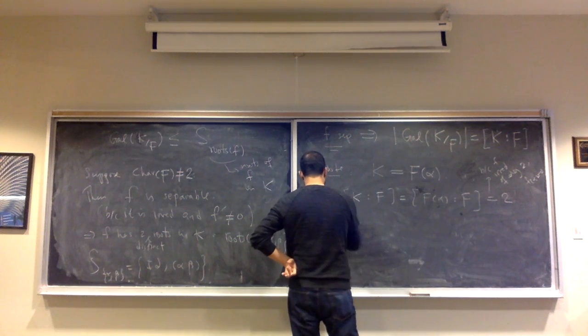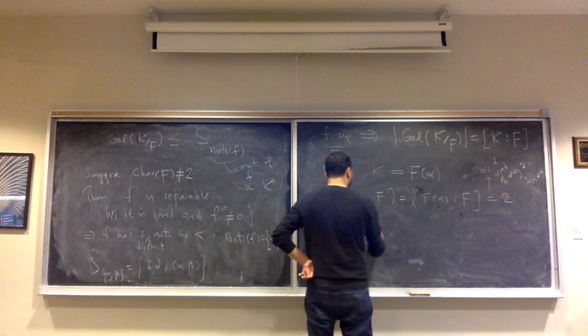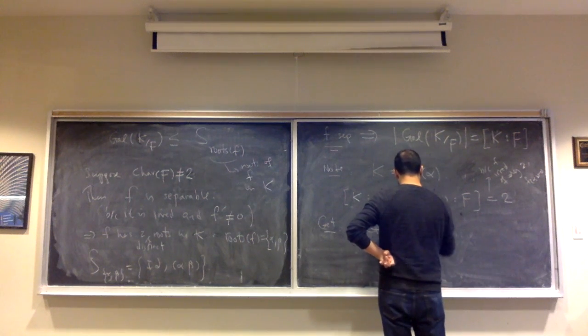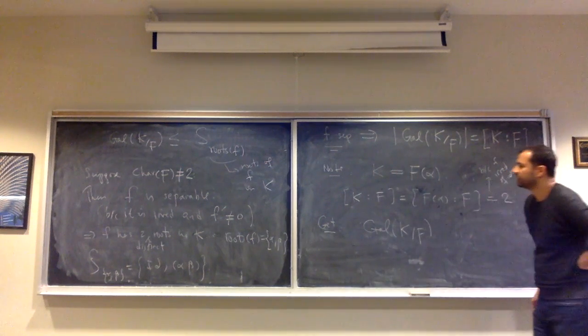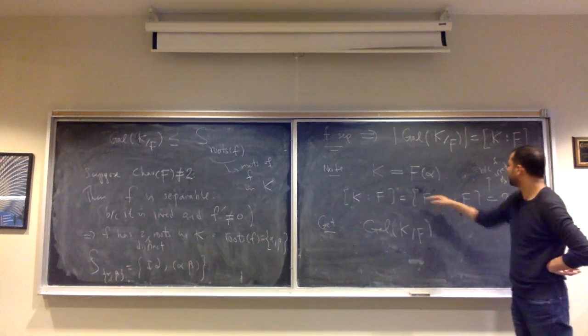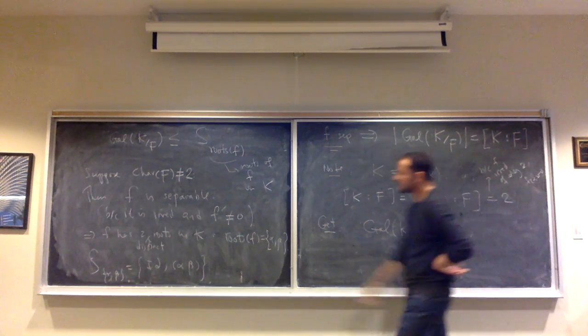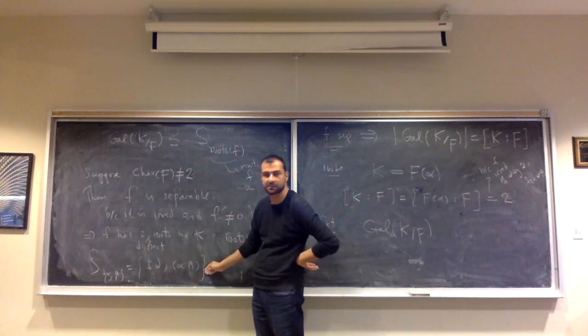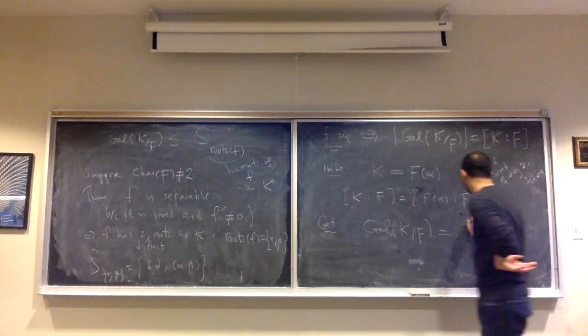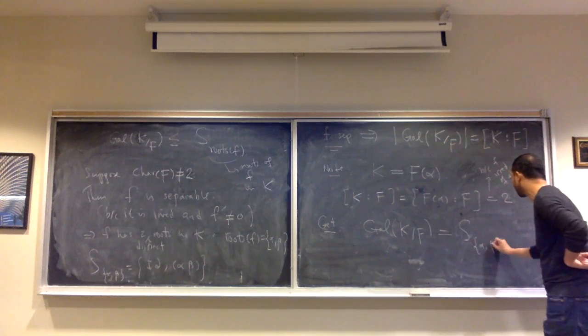So it follows, again, that the Galois group of K over F has two elements. The number of elements is equal to the degree of K over F. So it has two elements and it's a subgroup of the symmetric group on two elements. Well, so it has to be the whole thing. So this is equal to the symmetric group on {alpha, beta}.